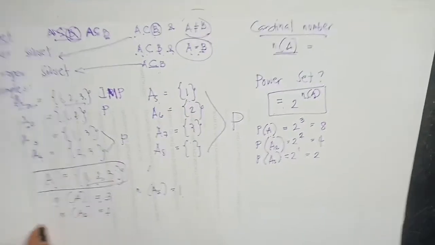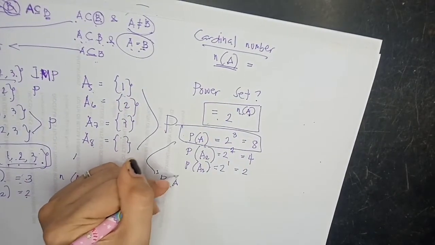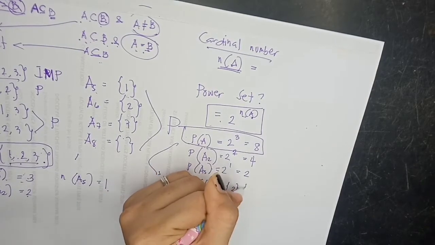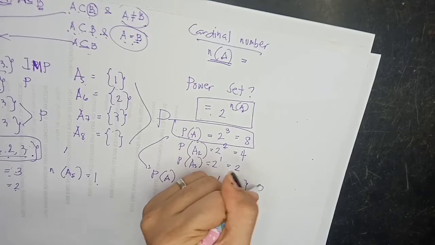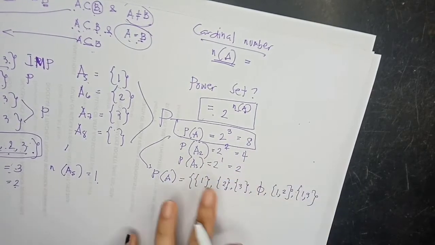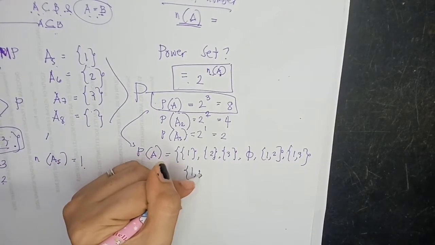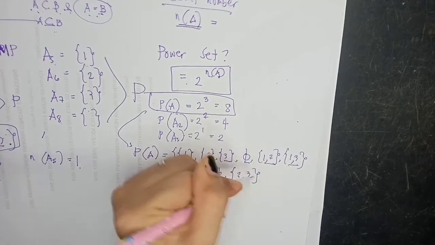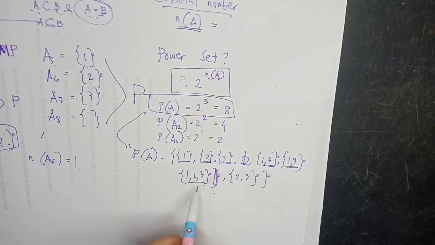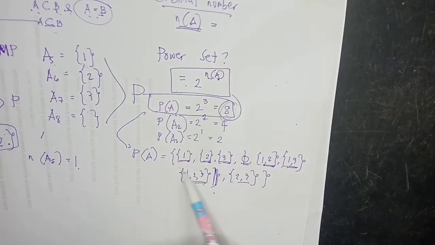Yan po. Kapag isulat natin ang lahat ng mga power sets ni A, ito po ang kalalabasan. Power set of A is equal po siya sa: empty set, 1, 2, 3, 1 2, 1 3, 2 3, and 1 2 3. So, yan, 1, 2, 3, 4, 5, 6, 7, 8. So, ang power set ay nag-consist po ng 8 na elements, which is this one.